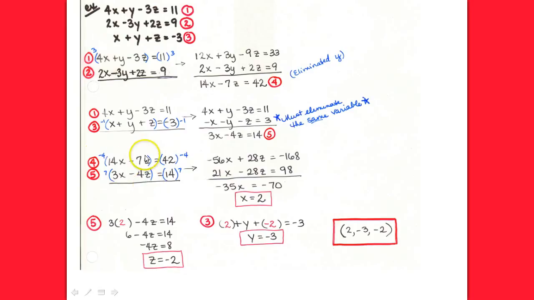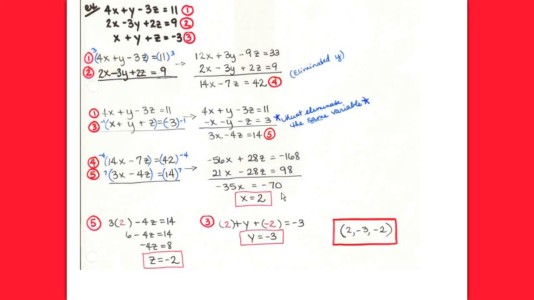So I'd multiply, let's say I want to get rid of the z's here. I'm going to multiply the top equation by negative 4 to get a positive 28z. And I'm going to multiply the bottom equation by a positive 7 so that I get a negative 28z. So when I combine those, my z's drop out. And I'll have 56 minus 21 is negative 35. And I'll have 168 minus 98 is negative 70. Divide both sides by negative 35, and x is 2.